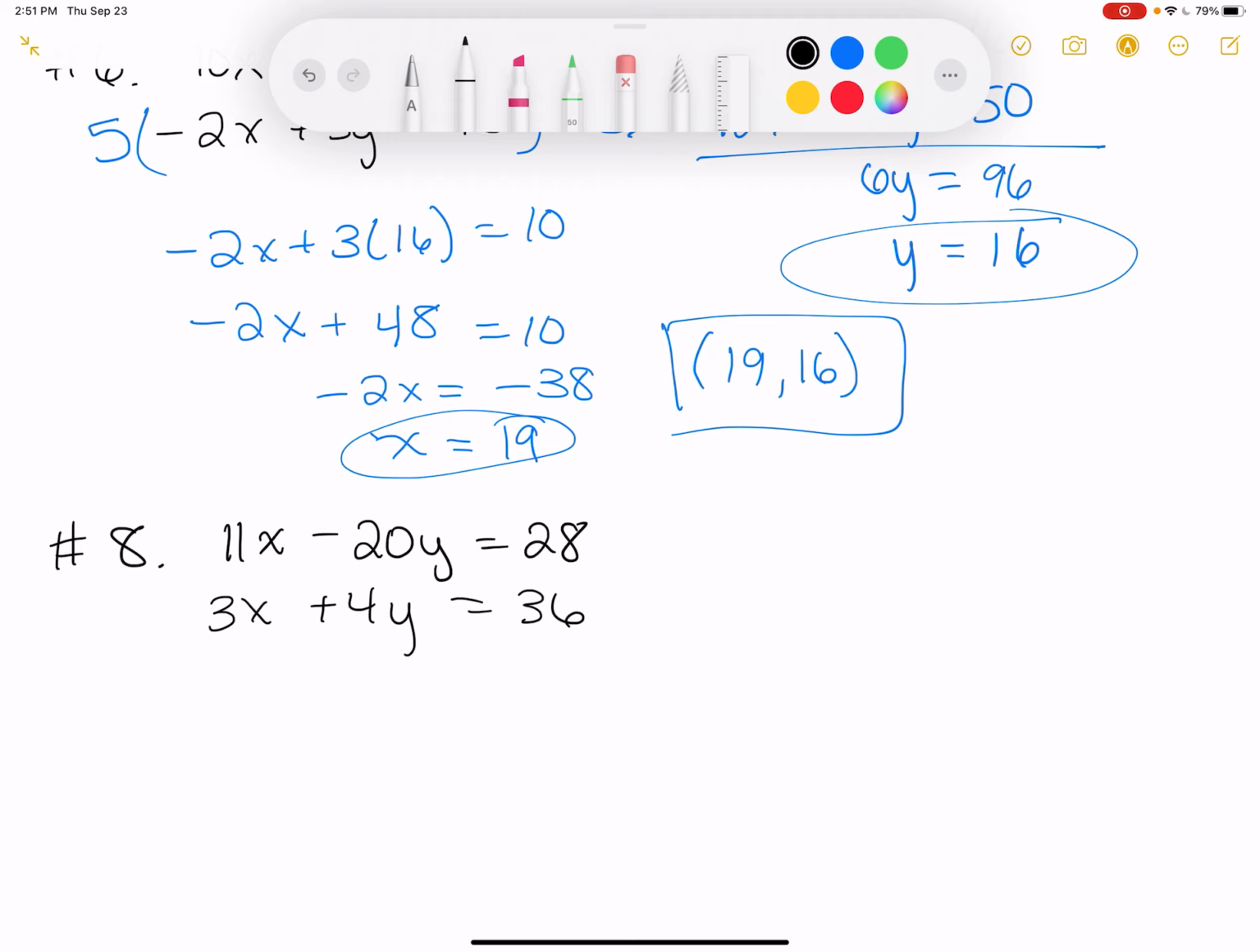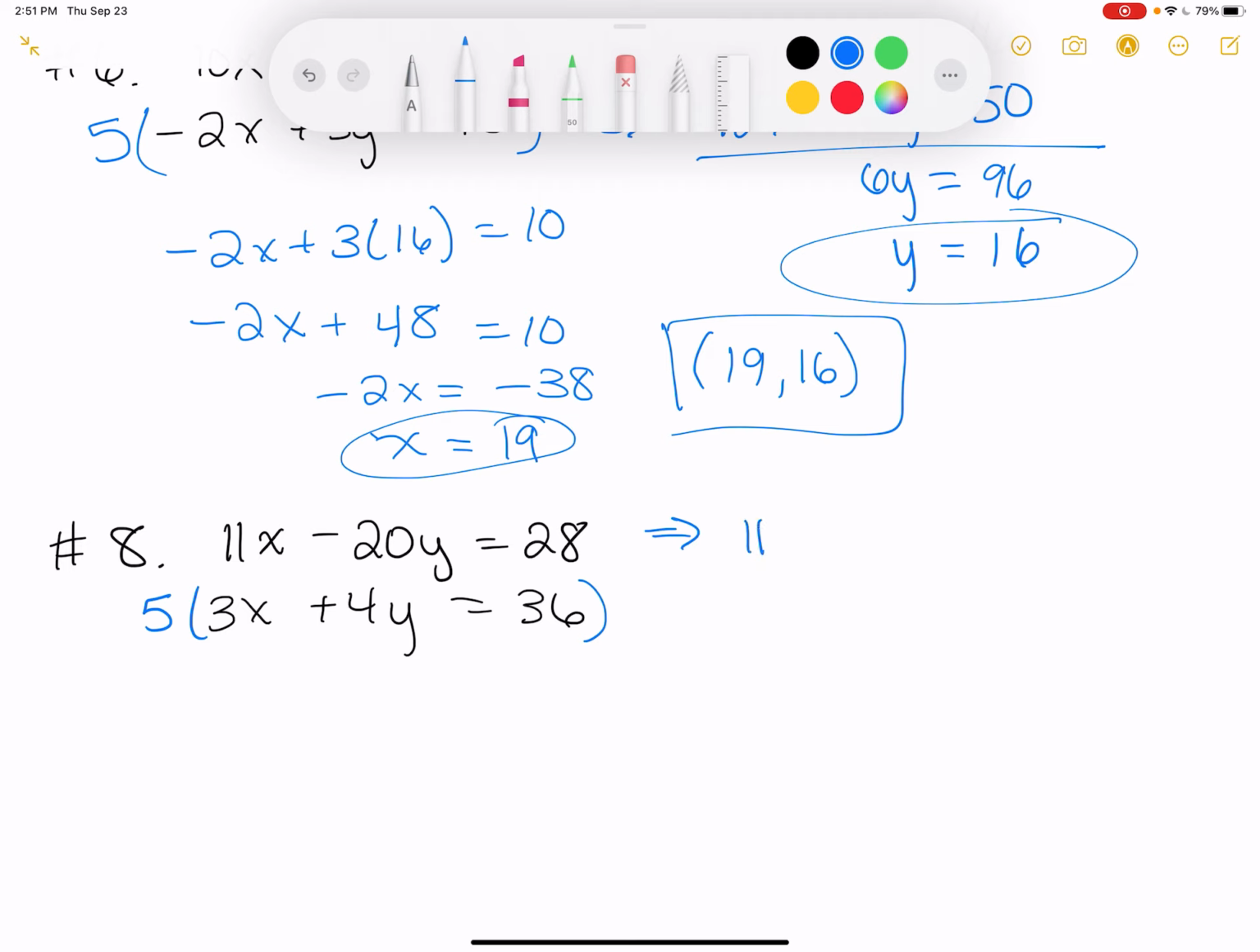Is there anything that I can multiply 3 by to give me 11? No, so I'm going to have to do the y. So what do I need to multiply 4 by to get 20? 5. Okay, 5. So sometimes you won't be able to pick which one you want to use, okay? In this case, we can't. We have to use y without having to do a lot of extra work.